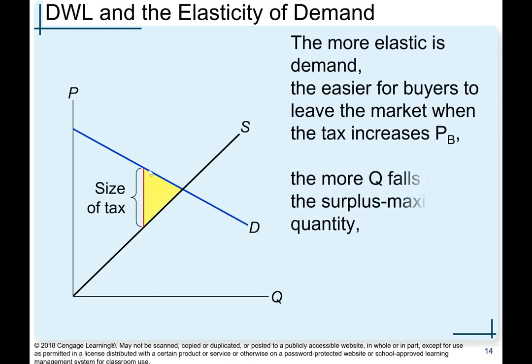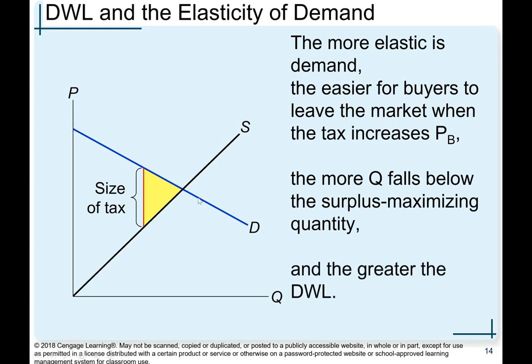When demand is elastic, as you can see, the demand curve is fairly flat. The more elastic demand is, the easier it is for buyers to leave the market when the tax increases the price buyers pay. The more quantity falls below the surplus-maximizing quantity, and the greater the deadweight loss. In other words, if consumers have a choice and you raise tax on them, more of them will leave the market, and the loss, the area of this small triangle, is maximized, is large.